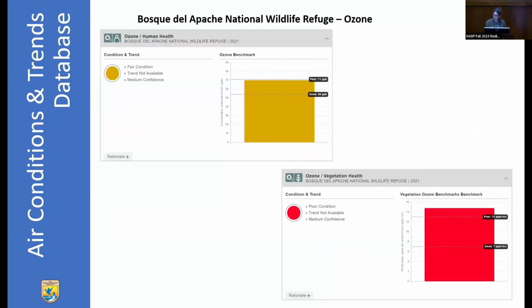And then for the last one, looking at ozone. For human health, ground level ozone concentrations are fair at Bosque. This comes from the 5-year average estimated ozone concentration compared to the NPS ozone benchmark for human health. And then for vegetative health, ground level ozone concentrations are poor. This is also in comparison to one of the NPS benchmarks. For both of these, no trend information is available, and the degree of confidence is medium because estimates are based on data from more distant ozone monitors.